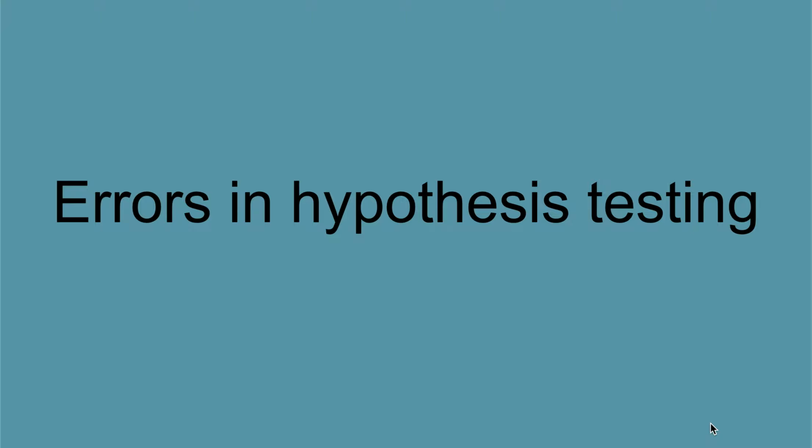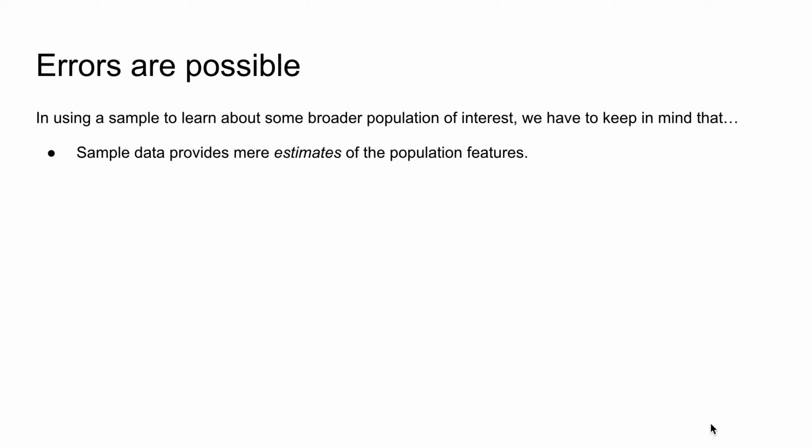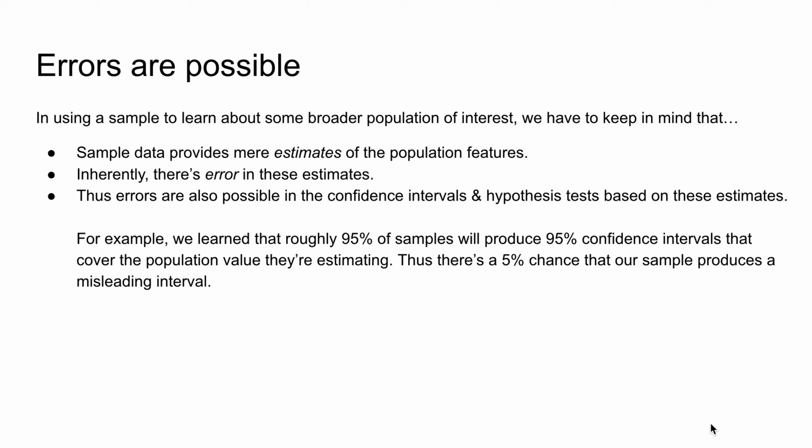In this video, we'll explore errors in hypothesis testing. First, it's important to understand that errors are possible, even when we don't do anything wrong. Mainly, we have to keep in mind that our sample data provides mere estimates of the broader population features. Inherently, there's error in these estimates. Thus, errors are also possible in the confidence intervals and hypothesis tests that we build from these estimates.